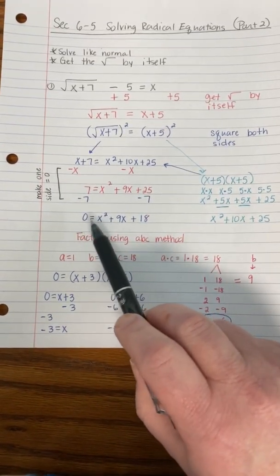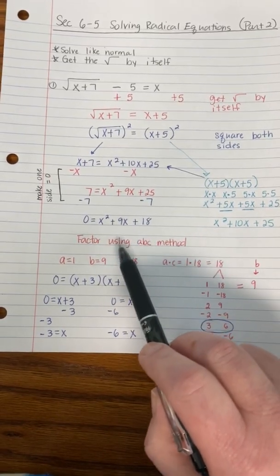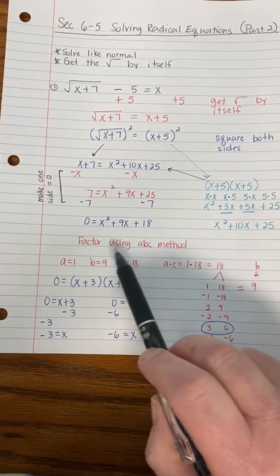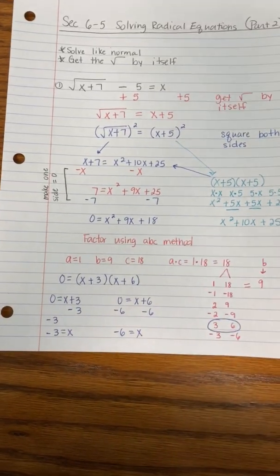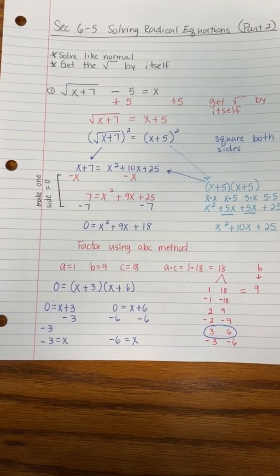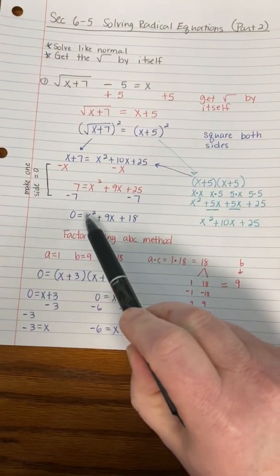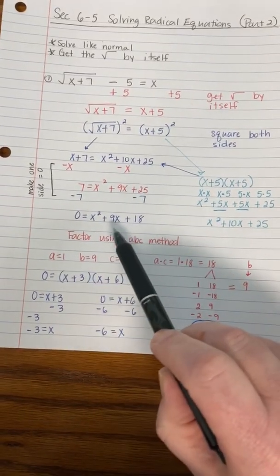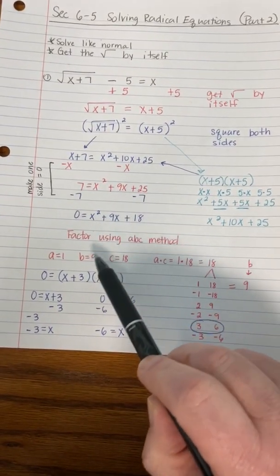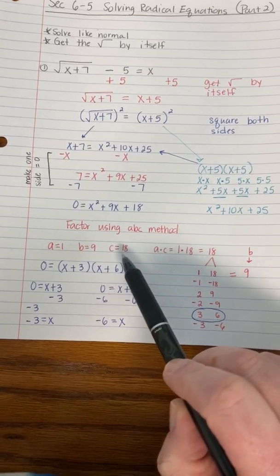All right, now I have 0 equals x squared plus 9x plus 18. So this is where we go back to what we were doing a lot in the third down weeks. And we want to factor using the ABC method. So remember, a is the number in front of x squared. So there's really an imaginary 1 right there. So a is 1. B is the number in front of x. So b is 9. And then c is just the number. So c is 18.